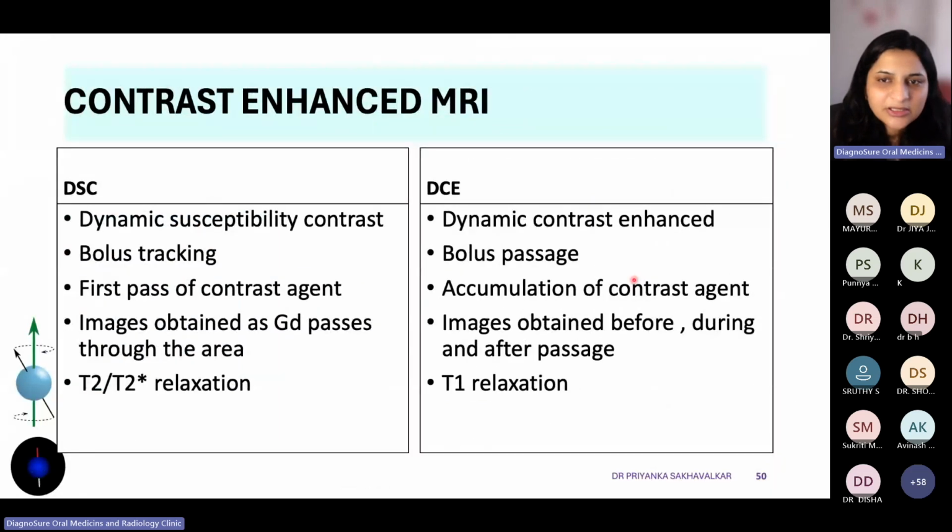So basically, there are two: dynamic susceptibility contrast and dynamic contrast enhanced, also known as bolus tracking. DSC is the first pass of the contrast and DCE is the accumulation of the contrast agent. And this is T2 and this is T1. Here, when gadolinium passes through the tissue, that time images are taken.